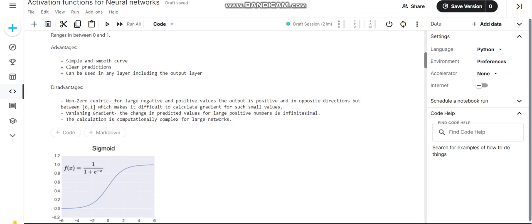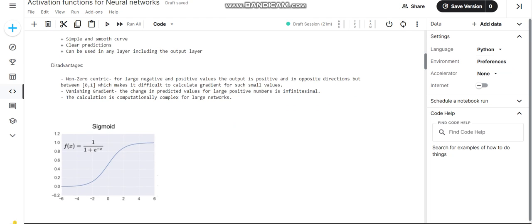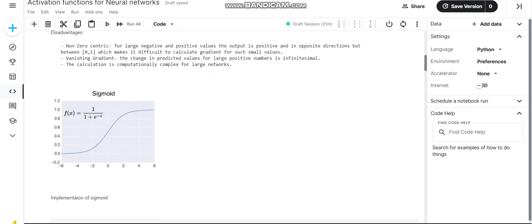It can give rise to vanishing gradient. That is, the change in predicted values for large positive numbers is infinitesimally small. And also the calculation is computationally complex for larger networks. A sigmoid curve is basically used for binary classifications. In practicality, a logistic regression is basically a sigmoid function.